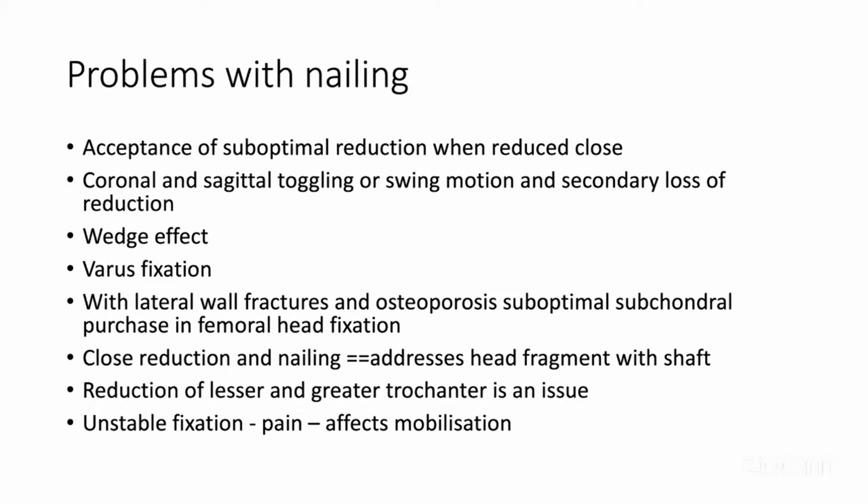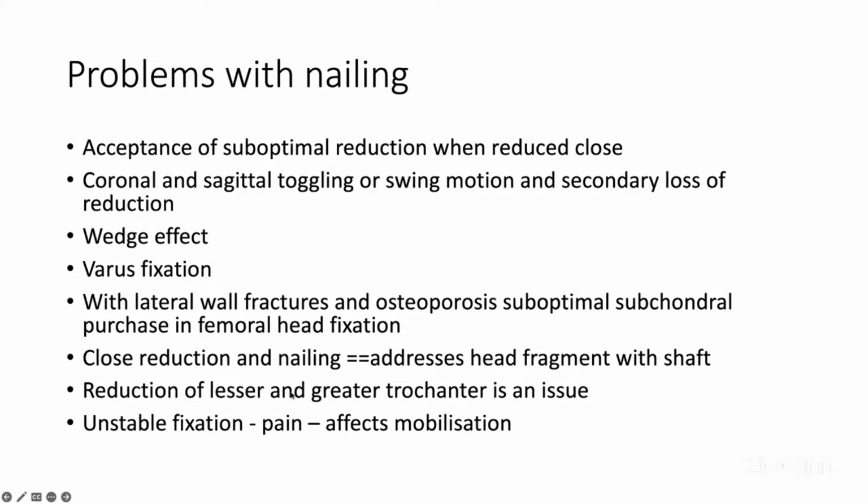Then there could be sagittal as well as coronal toggling of the implant, and there could be a swing motion and secondary loss of reduction. Always in a 4-part fracture, we enter the fracture through the wedge effect and cause varus fixation. With lateral wall fracture and osteoporosis, there is suboptimal subchondral purchase in femoral head fixation, and also in the lateral wall. So whenever there is a closed reduction and nailing, we only address the head fragment, that is the head-neck fragment, and the shaft. We just try to reduce these 2 fragments and forget about everything else.